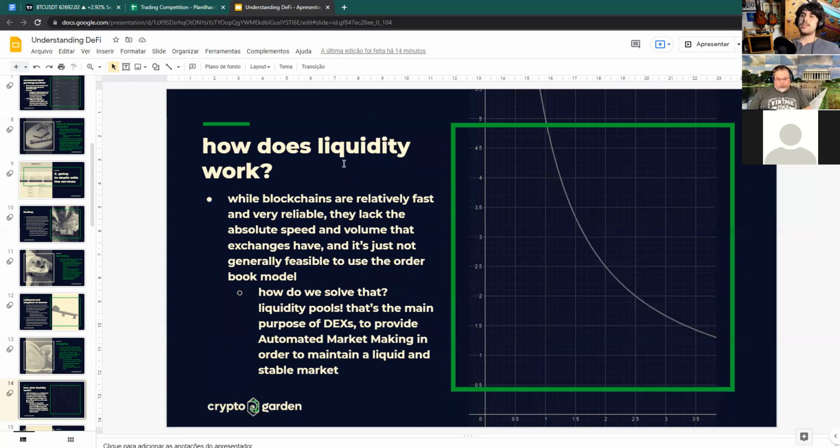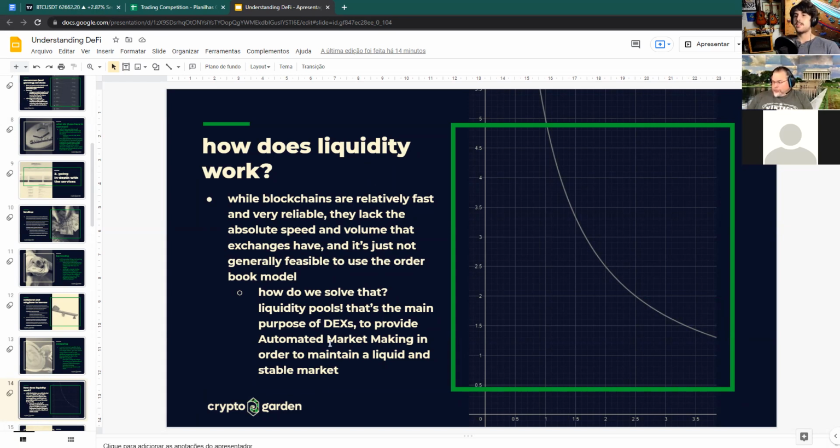Okay. Now, how does liquidity work? Because we know that while blockchains are relatively fast and very reliable, they do not have the absolute speed and volume that a centralized exchange has. And it's just not feasible to use the order book model that we discussed a bit in the Trading Basics series, where for someone to buy, someone else needs to sell. Well, how do we solve that? We solve that through what we call liquidity pools.